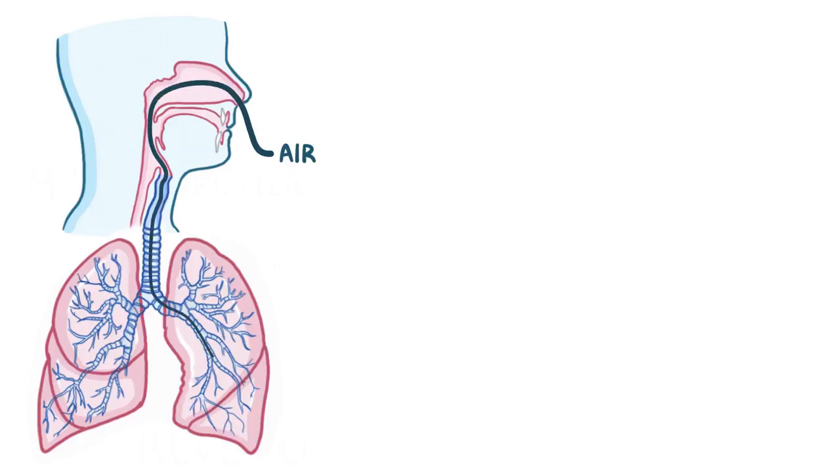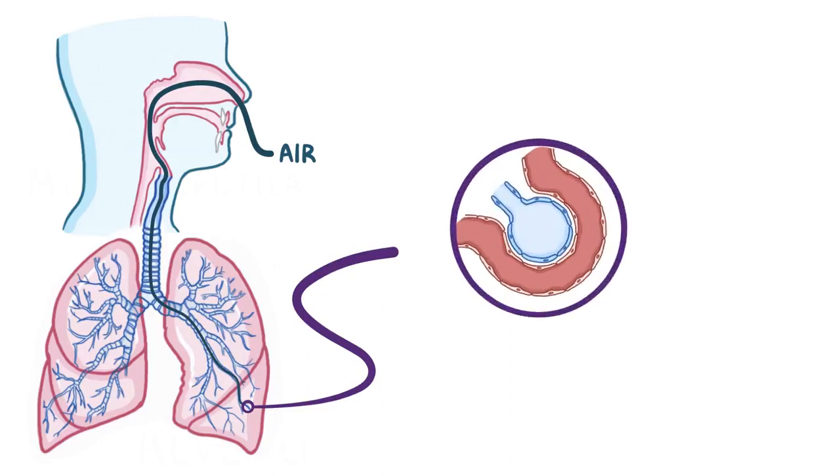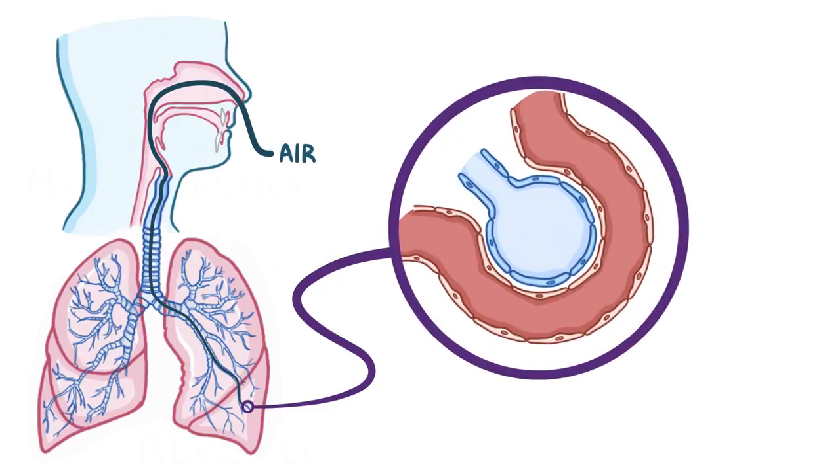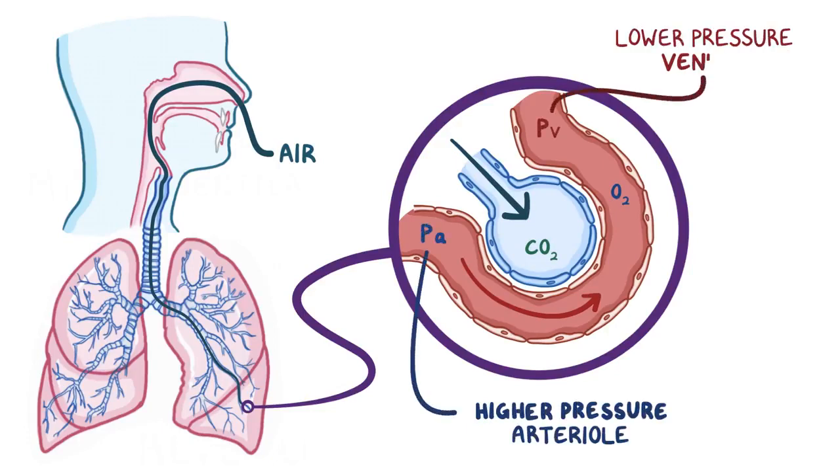Air enters through the nostrils, goes through the airways, and finally reaches the alveoli, which are the tiny air-filled sacs in the lungs. Here, gas is exchanged between the alveoli and the blood flowing through the capillaries that surround each alveolus. And blood flows from the higher pressured arteriole to the lower pressured venule.